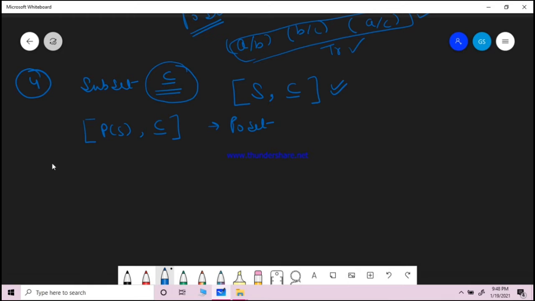For example, the S value is {1, 2}. Now you have to calculate the power set of S. The power set is defined as the set of all possible subsets. So, phi, the first value, then {1}, {2} and {1, 2}. These are the possible values that this poset can have.